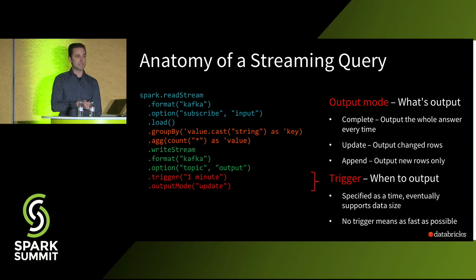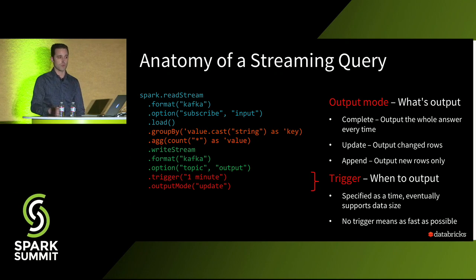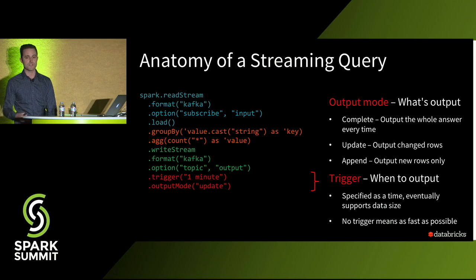So in addition to the what of output, we also say when to output, and that's called the trigger. You can specify that today as time, and I think it's likely that in the future we'll also add the ability to specify a data size. You can say trigger every minute or trigger every 100 megabytes, and that's when it's actually going to produce an answer. And if you want to run with very low latency, just don't specify a trigger, and we'll continually execute batches as quickly as possible.